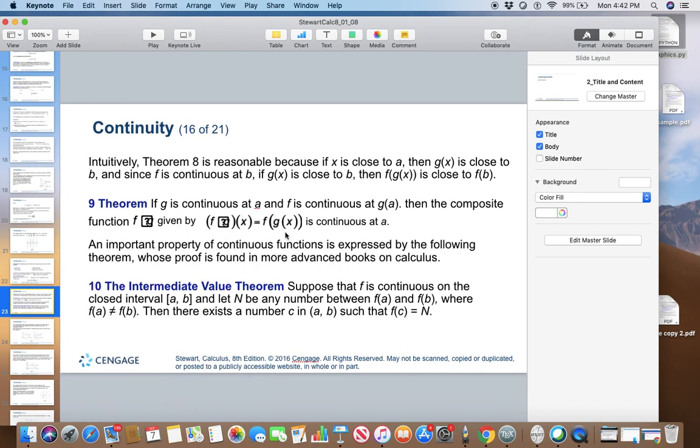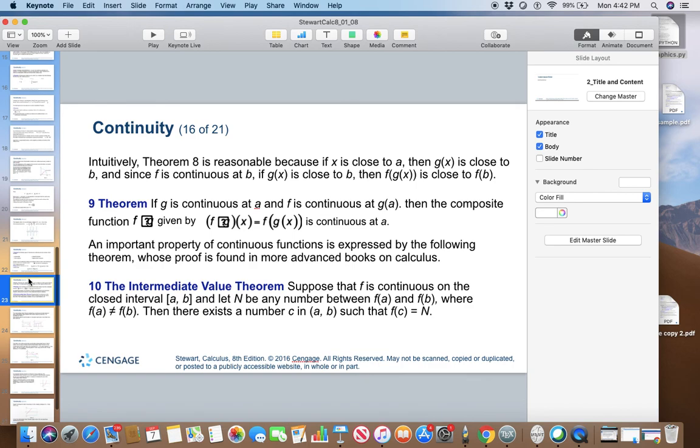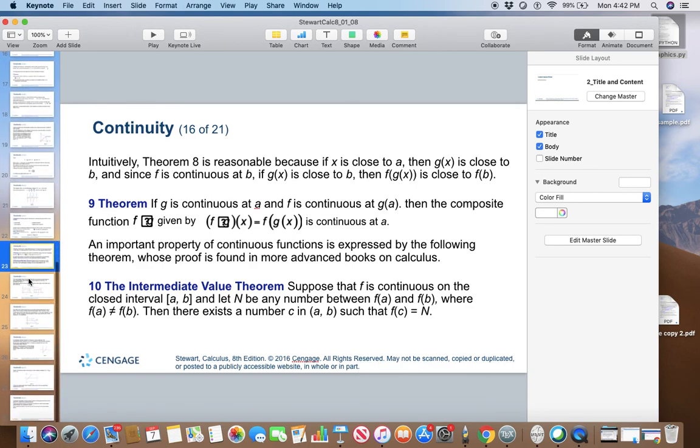This is not typeset very well, but the point is f composed g is continuous at a as long as the limit as x approaches a gives me b, where f is continuous at b. All right. So a composition of continuous functions is continuous as long as we have the correct numbers in place. Okay. Now I will start on the intermediate value theorem in the next video.